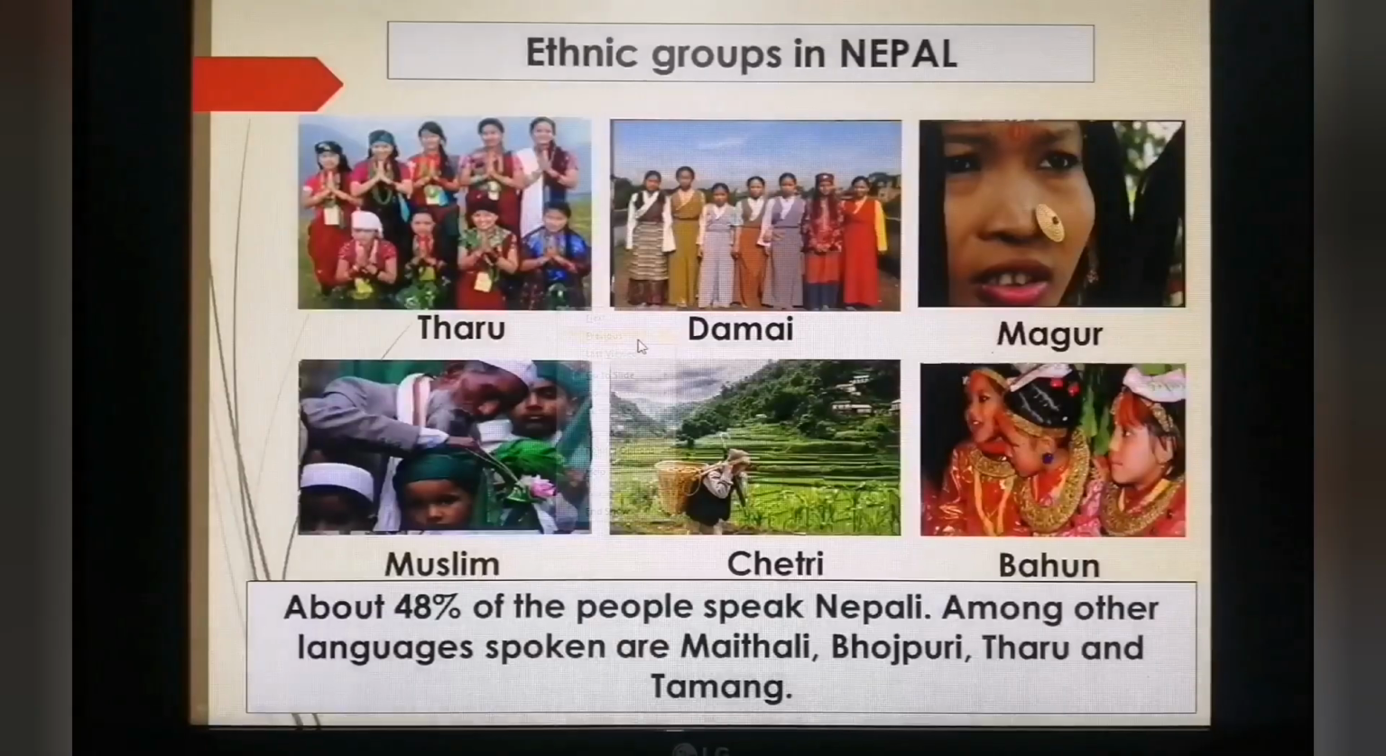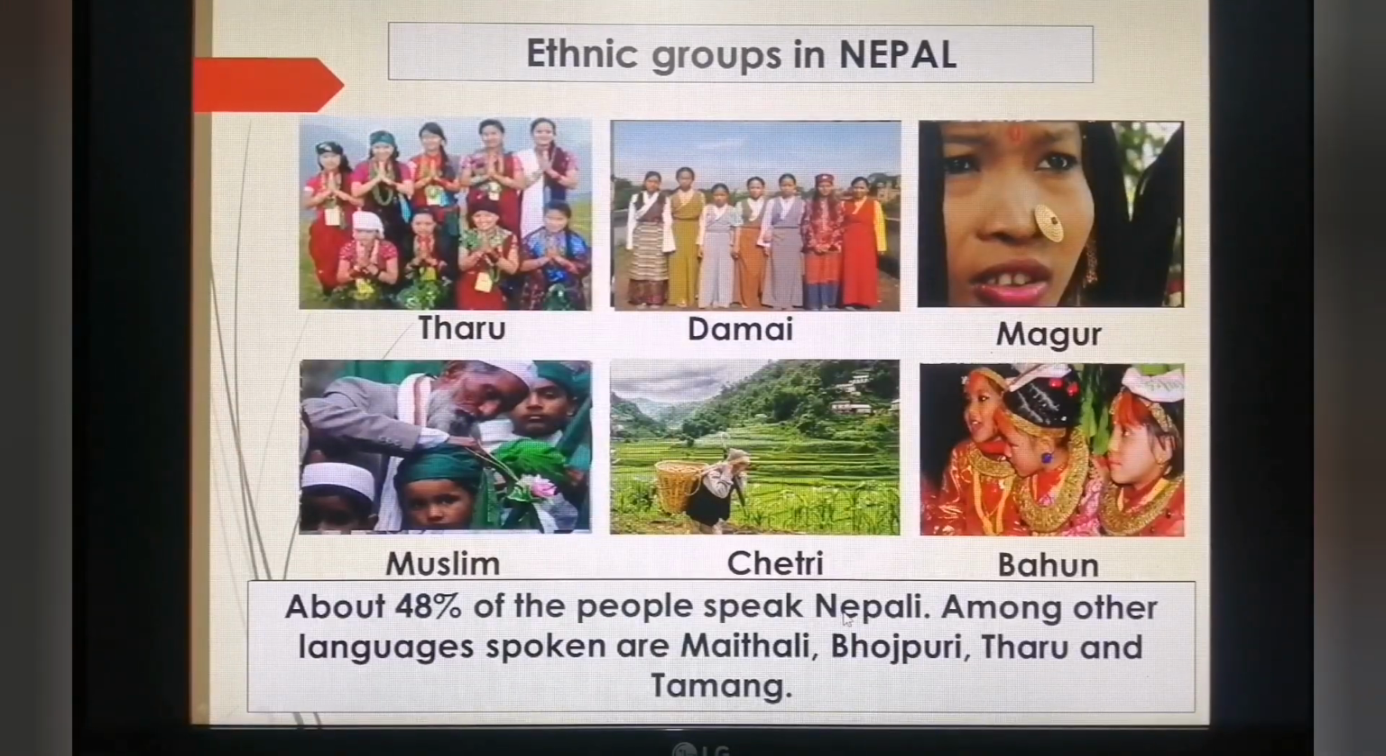About 48% of people speak Nepali. That means the language of Nepal is Nepali. Among other languages spoken are Maithili, Bhojpuri, Tharu, and Tamang. These are some of the languages people speak in Nepal.